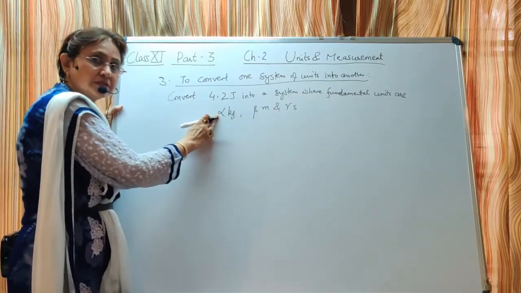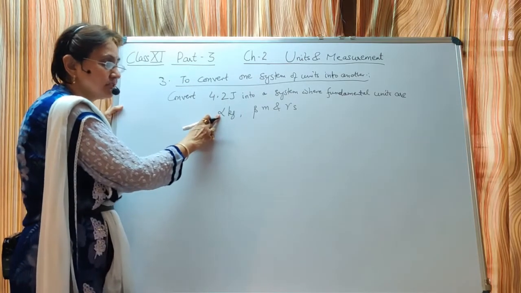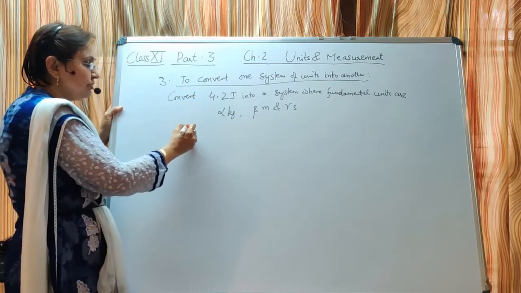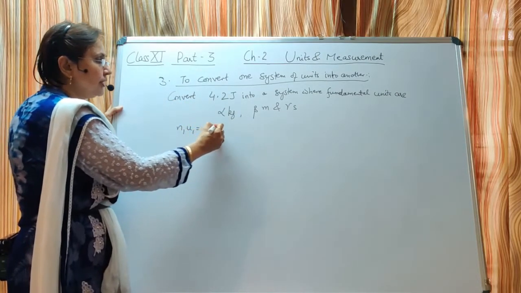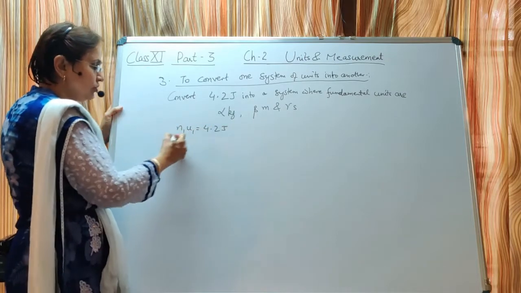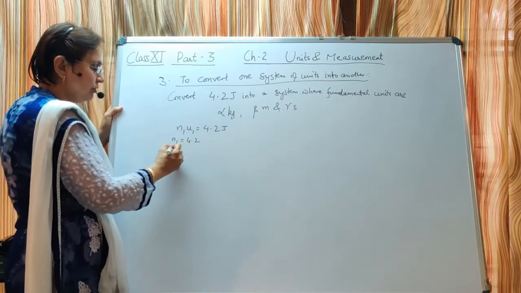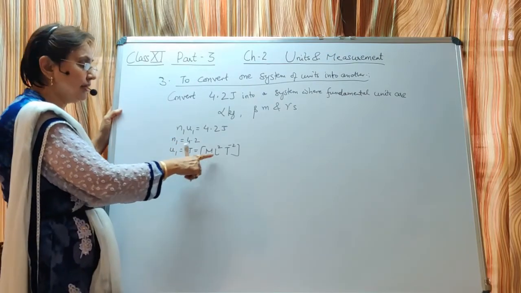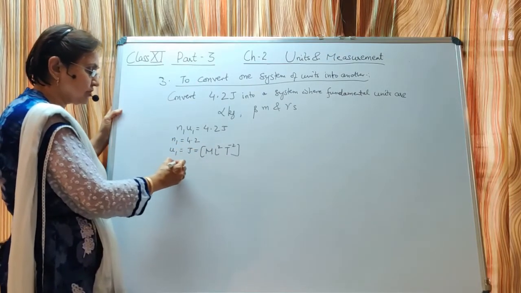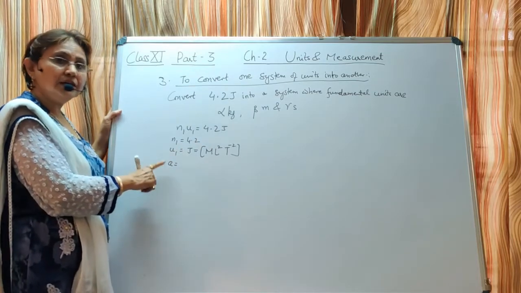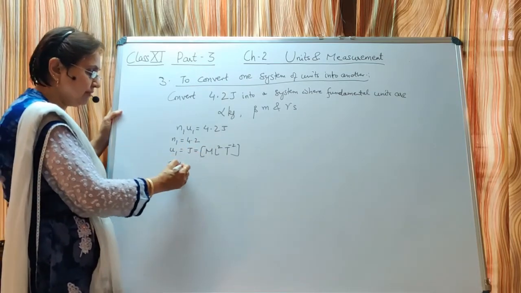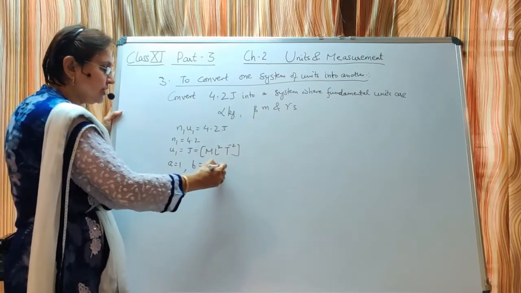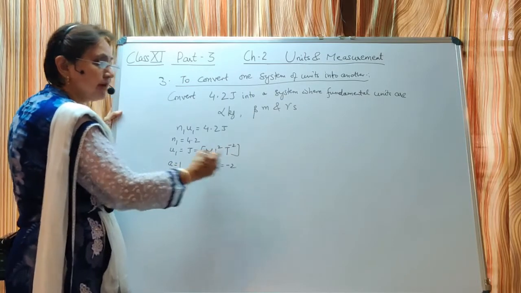Okay, these are the symbols, alpha, beta, and gamma, all Greek symbols. So what is N1 U1 given over here? N1 U1 is 4.2 joules. So N1 is 4.2 and U1 is joules. U1 has a dimension M L square T raised to the power -2. Let's find out a, b and c. a is the power of M, which is 1. b is the power of L, which is 2. c is the power of T, which is -2.